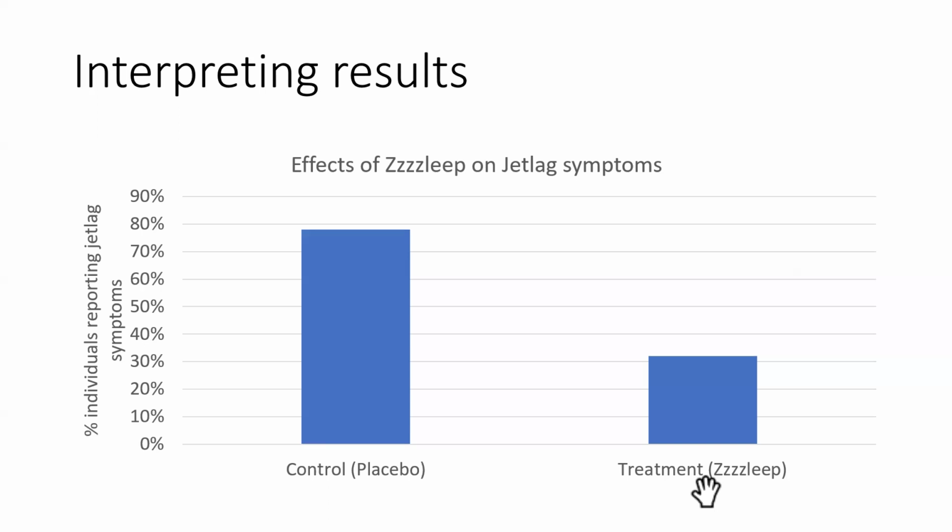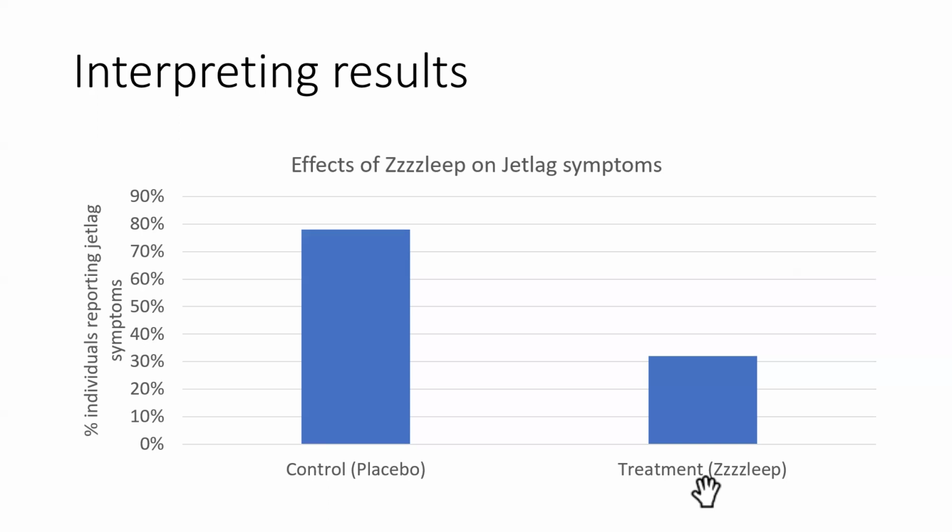Okay, so let's backtrack. Placebo. Is the placebo supposed to do anything for you? No, right? It's like candy. It's not supposed to do anything. So if you're experiencing jet lag and you take candy, do you expect the candy to help you reduce your jet lag? No. That's why in the placebo group there are lots of jet lag symptoms. 80% of the people in the placebo group have jet lag symptoms. That's what you would expect, because they're not receiving any treatment. They think they are, but they're not.